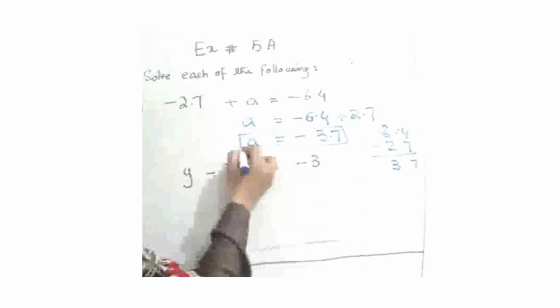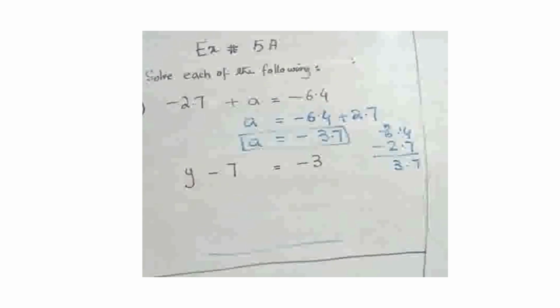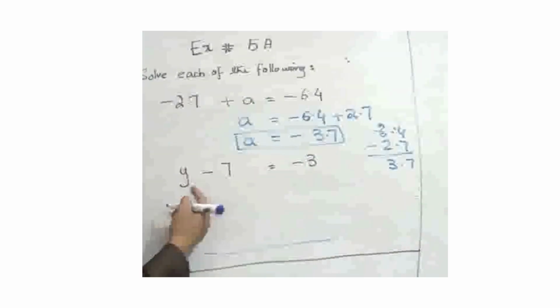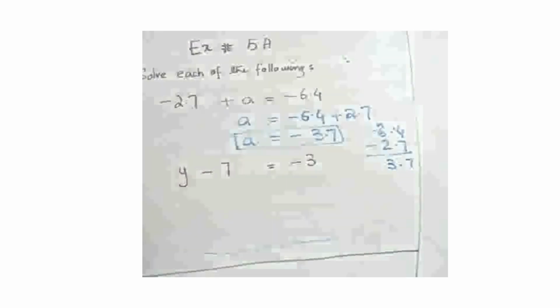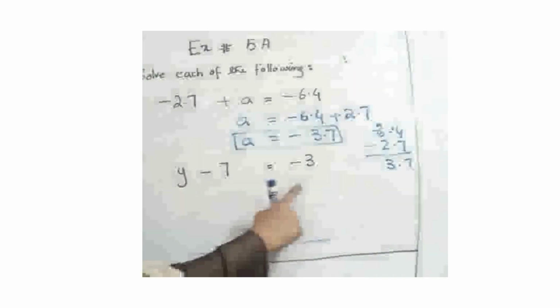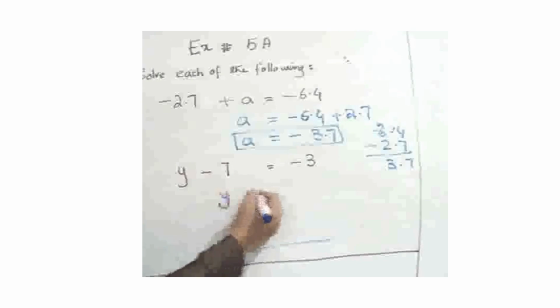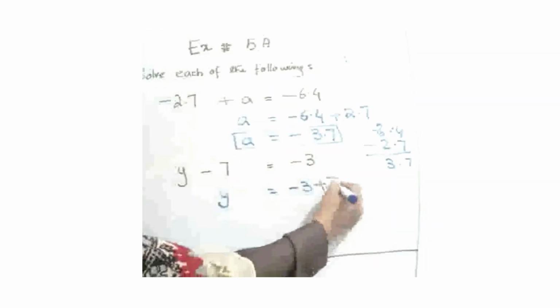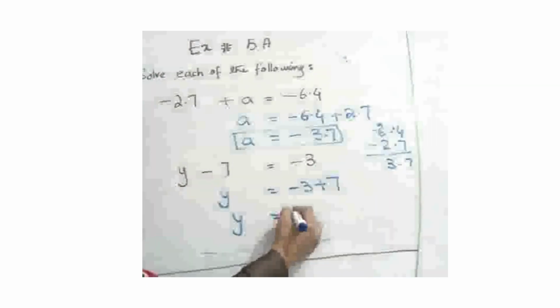I hope you all remember these rules. Now see this. This is part 6. y minus 7 is equal to minus 3. So minus 3 is in its place. Minus 7 will go there and become plus 7. y is equal to 4.